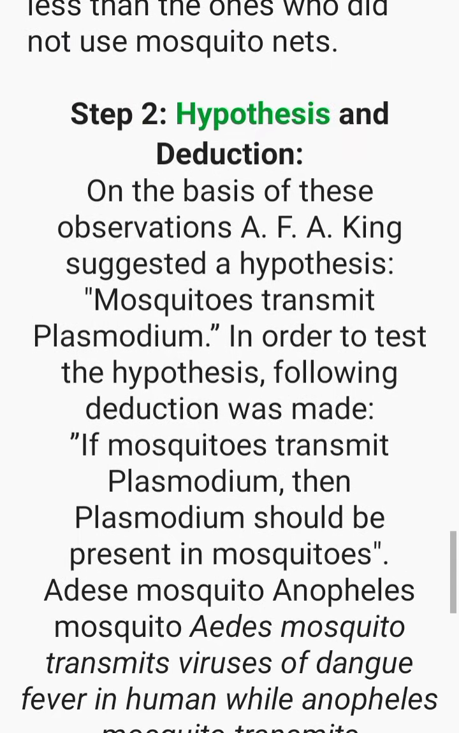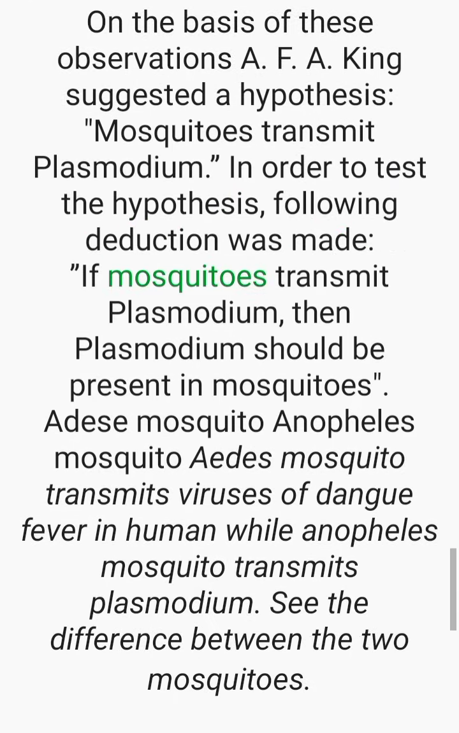Step 2. Hypothesis and deduction. On the basis of these observations A. King suggested a hypothesis: mosquitoes transmit Plasmodium. In order to test the hypothesis, following deduction was made. If mosquitoes transmit Plasmodium, then Plasmodium should be present in mosquitoes.